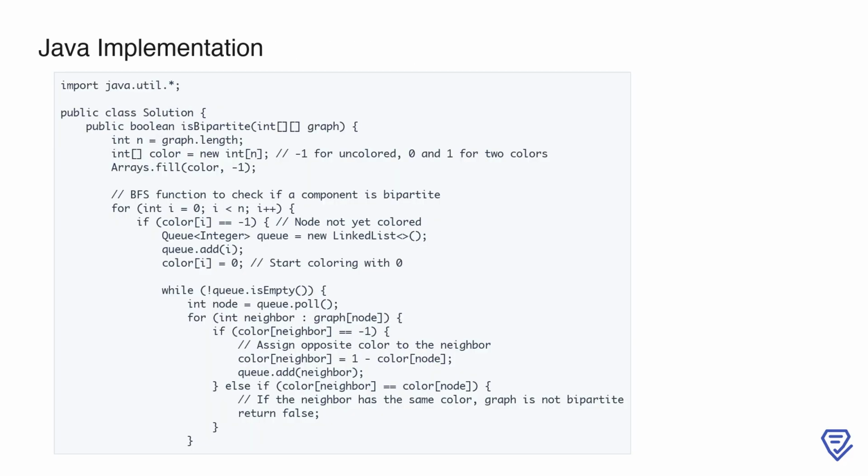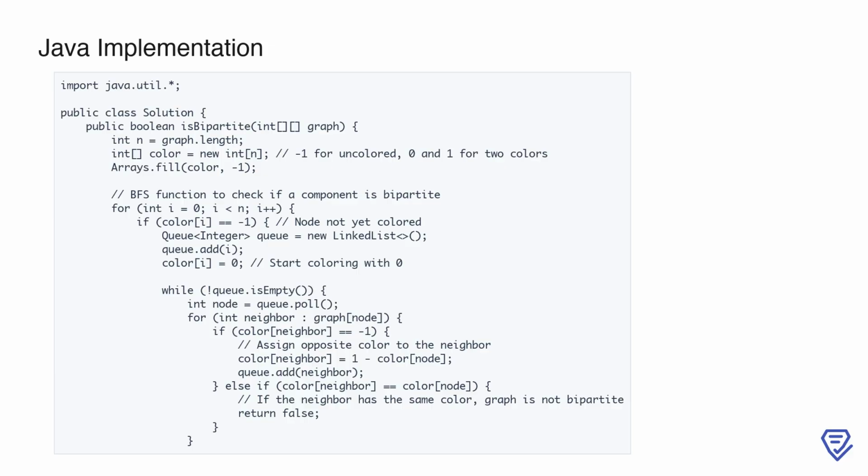Here, we begin by importing the necessary libraries and defining our Solution class. The key method isBipartite takes a 2D array graph as input, where each element represents the neighbors of a node in the graph. First, we determine the number of nodes, n, and create an array color to track the coloring of each node. We initialize all nodes with -1, indicating they are uncolored.